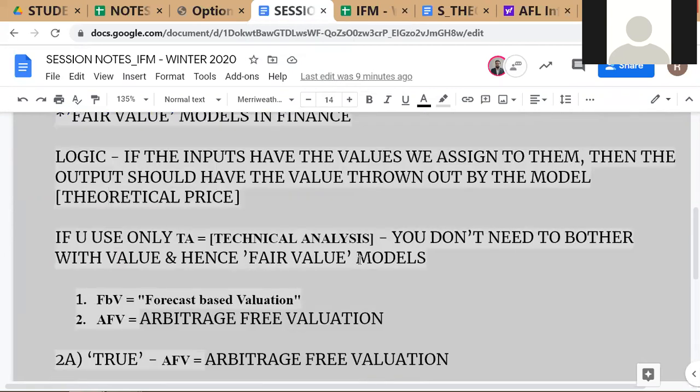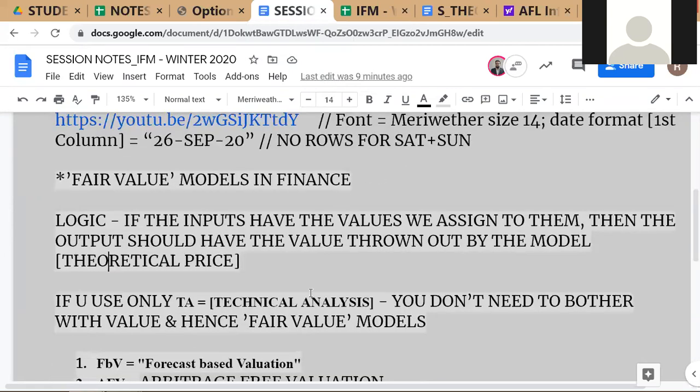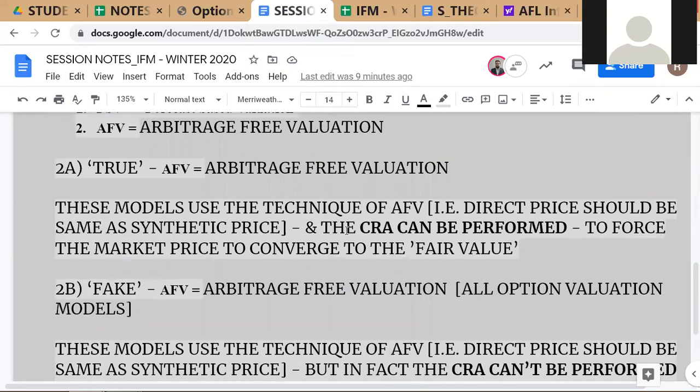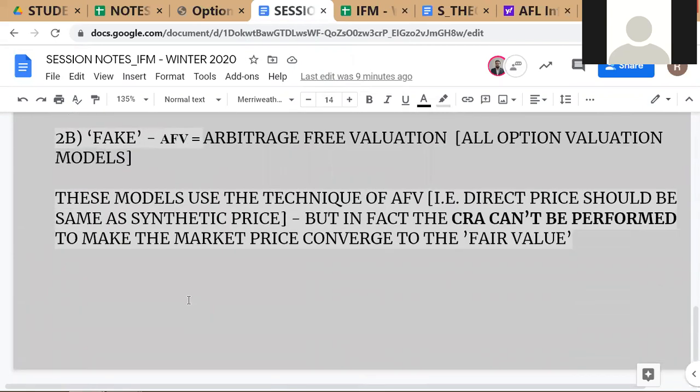Okay, so I'll set up a separate sheet for this later on, a separate document. Now, here we have already covered all this stuff. So why is this fake AFV? Because the arbitrage cannot be performed.